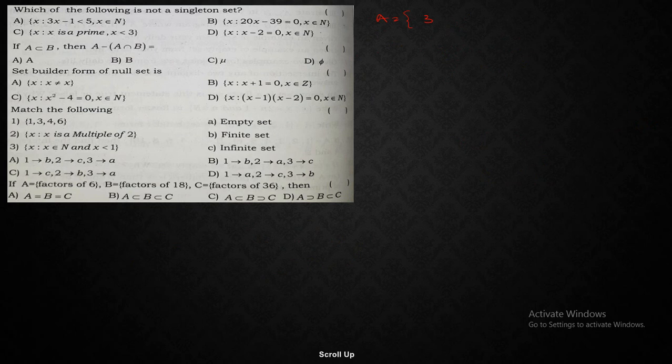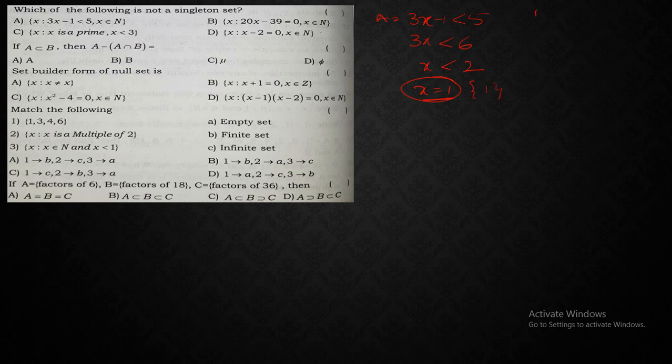What has he given? x such that 3x minus 1 is less than 5. If you observe this, from this I am going to get 3x is less than 6. That means x is less than 2. Right? So x is less than 2 means you can consider x is equal to 1 here. So that means it contains one solution. So this is a set of 1.